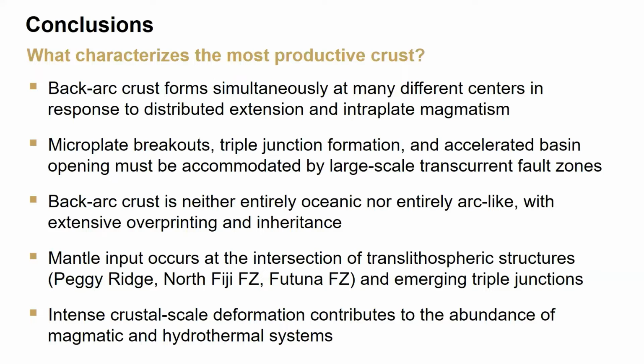The main takeaway message is that every time you form a microplate, you form at least two triple junctions, and the crustal permeability associated with that is kind of profound. This results in a highly complex makeup for the back arc crust and intense crustal scale deformation. All of that is required to accommodate the growth, and I'll talk about that in a minute. And we think that these microplate breakouts are really the key to mineral endowment.